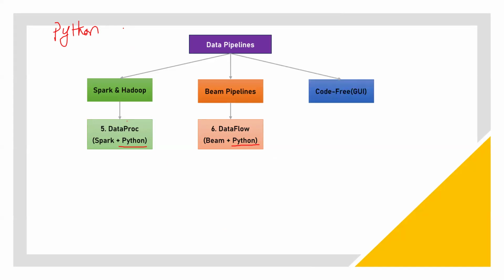And next, sir, I wanted to create pipelines which are code free. Without writing any code, you can create pipelines. That is Data Fusion. With the help of Data Fusion, without writing any code, you can create data pipelines. So these are services 5, 6, and 7.